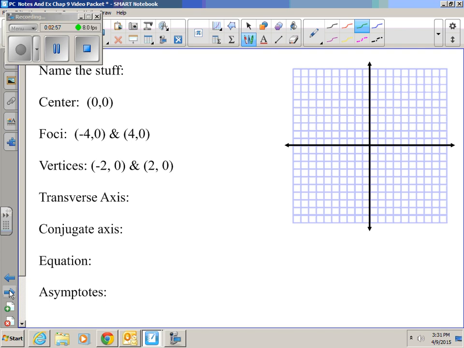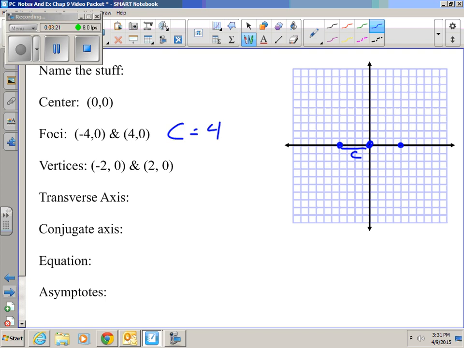Let's start by plotting our center point. Our center point is going to be at 0, 0 in this case, which means that h and k are both 0. Our foci are at -4, 0 and at 4, 0. That distance is our c. So c is equal to 4. This distance right here is our c.